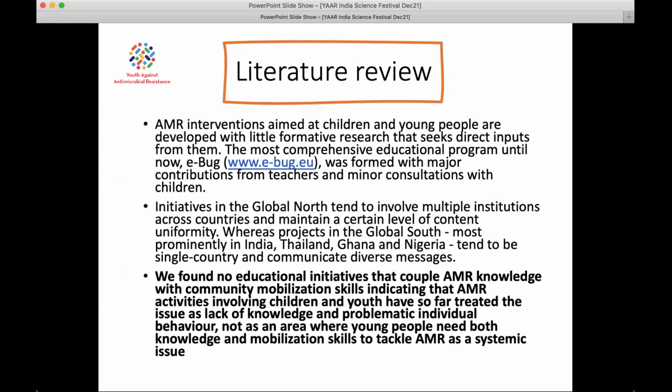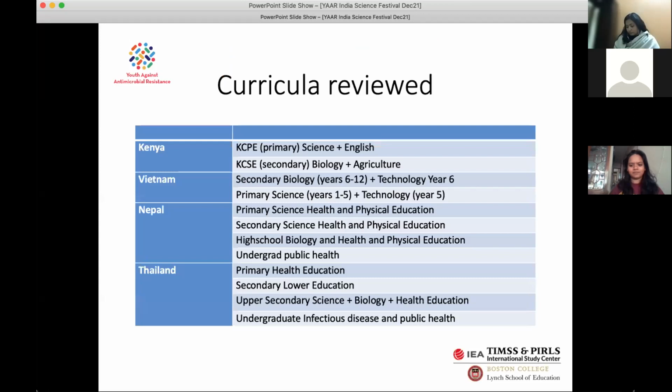And what we found was that the initiatives in the global north, there were some, but they hadn't really involved young people in the formative research. And we found that none of the educational initiatives, none of them went beyond trying to address that knowledge gap. None of them went beyond that of just trying to educate young people and see them as agents of change and trying to equip them to tackle AMR as an issue in their own communities. So we reviewed 12 curriculum across the 4 countries from the primary years, middle school, and then high school.